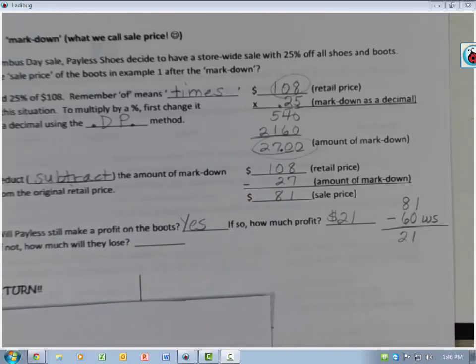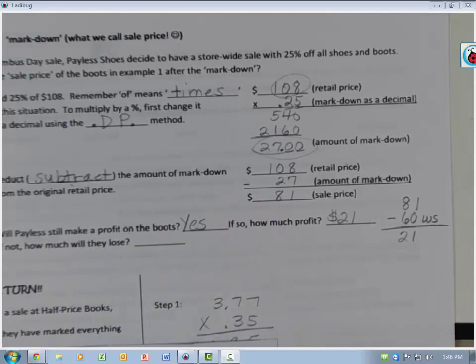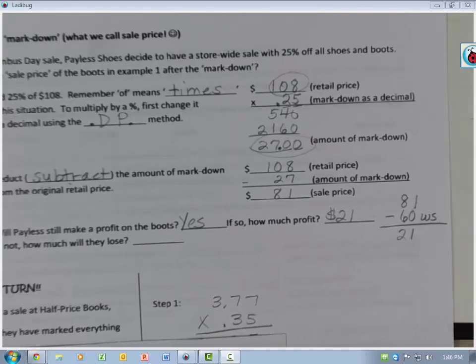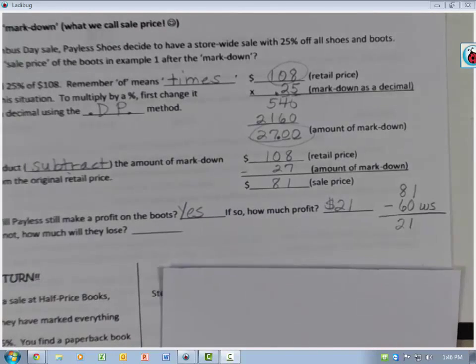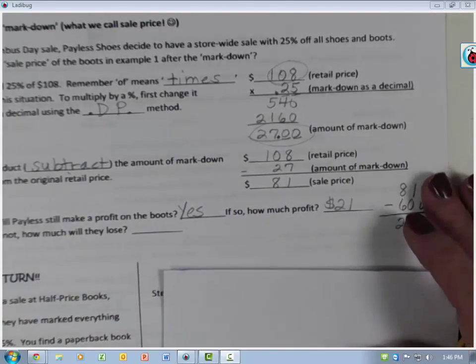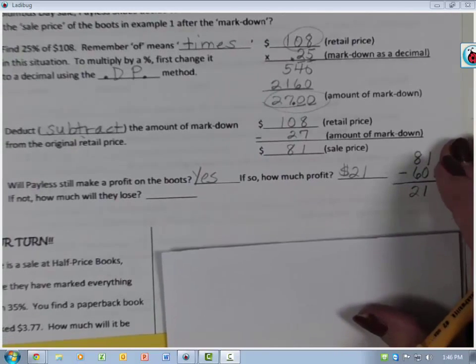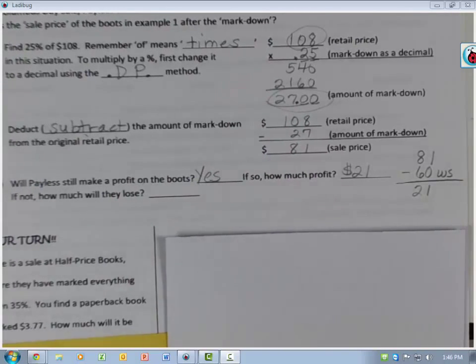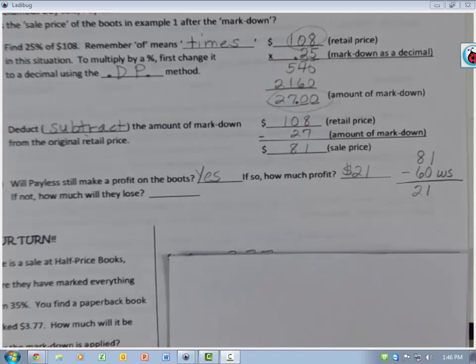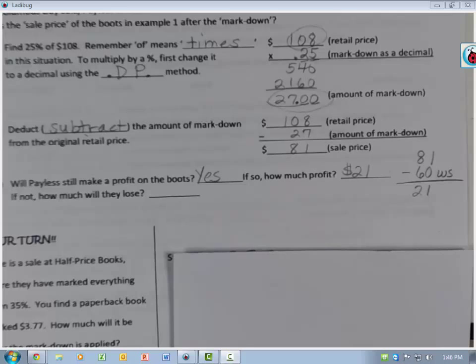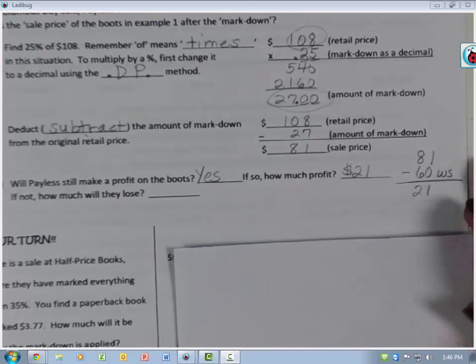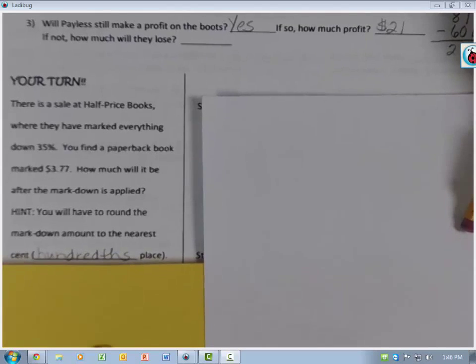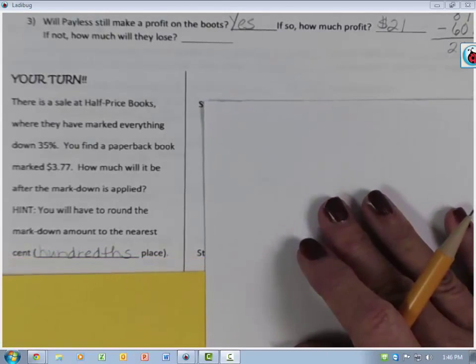Okay, your turn. And I'm going to go ahead and show you the problem, I guess, because I just did. There's a sale at Half Price Books where they've marked everything down 35%. You find a paperback book marked for $3.77. How much will it be after the markdown is applied? Hint, you'll have to round the markdown amount to the nearest cent, which is the hundredths place. In other words, you're going to have too many decimal places, so you've got to round to the nearest cent.